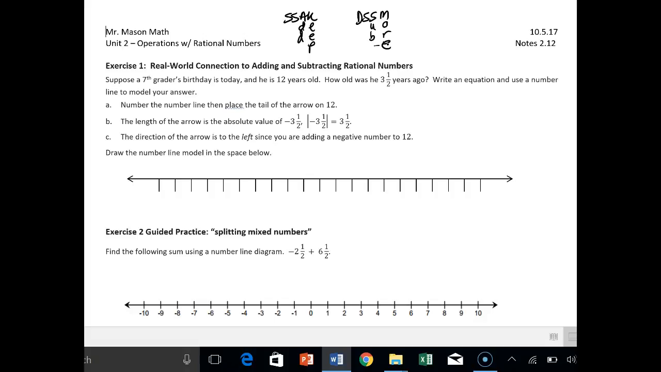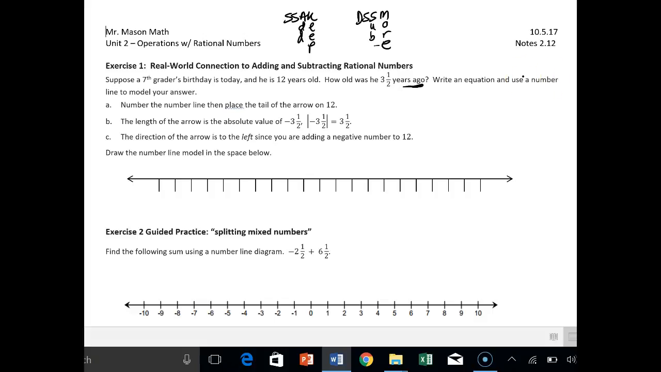Suppose the 7th grader's birthday is today. He is 12 years old. How old was he 3.5 years ago, right? 3.5 years ago. Think about what that means. Is that in the future? Is that now? Is that in the past? Write an equation and use a number line to model your answer.